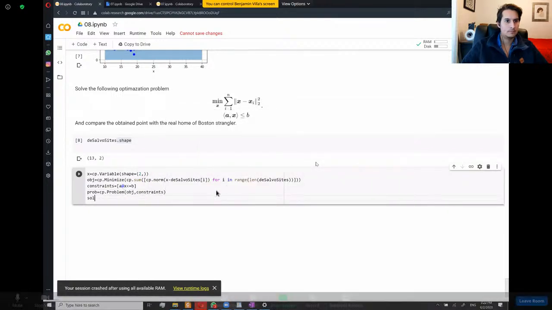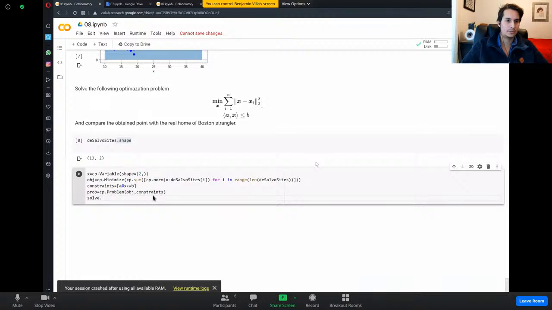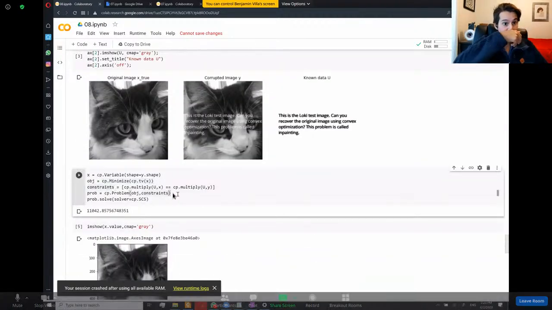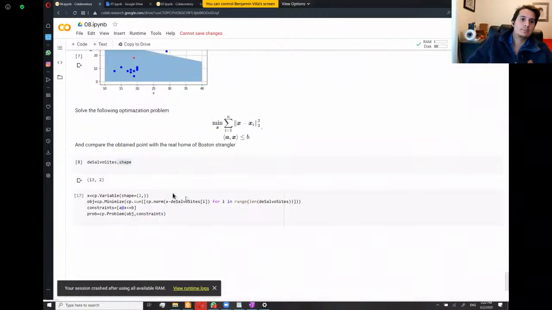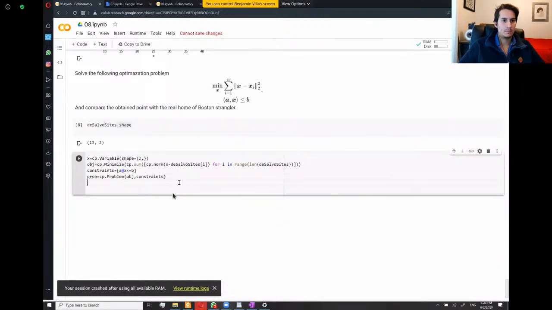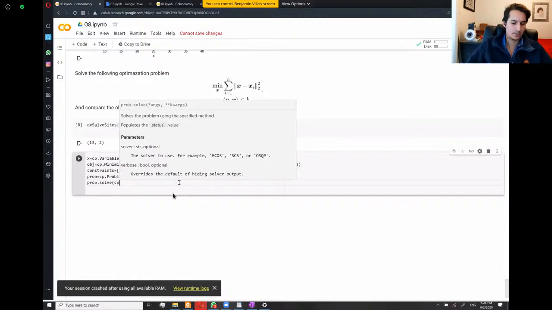Y ahora solve. Now you need to put the constraints as constraints equals, and then you put the thing in the square brackets. Pero esto es lo mismo, ¿no? Porque si va a decir cuáles constraints es esto. I'm not sure. Lo hice antes, y me funcionó. So then it works. No problem. And then problem.solve. Ya hay que ponerle el cp. No. Solver. No. The default solver is okay for this problem.